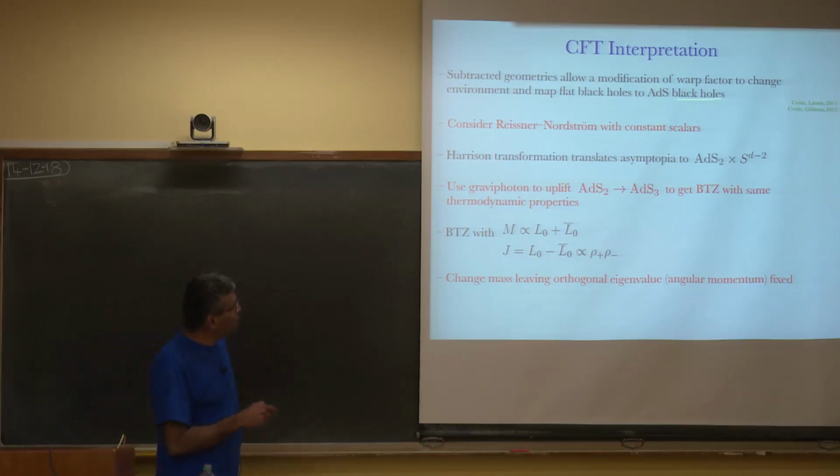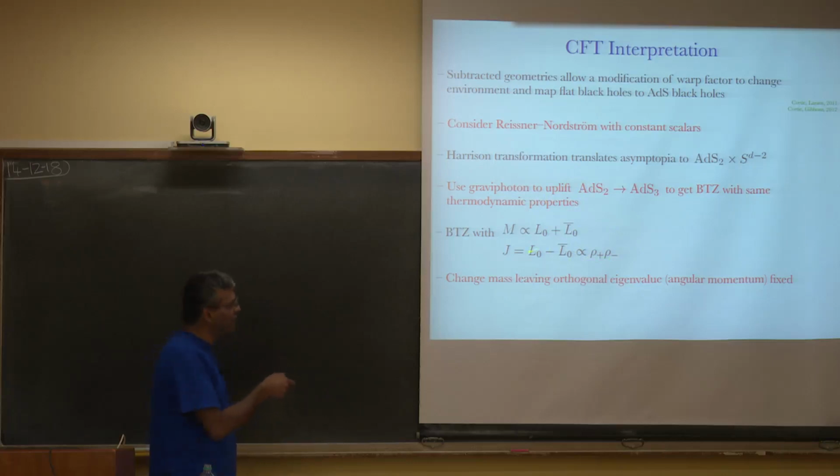So if we do this transformation for the Reissner-Nordstrom with constant scalars, and we use a graviphoton to do a Kaluza-Klein uplift from AdS2 to AdS3, we get a BTZ black hole with the same thermodynamic properties. And we find the mass of this BTZ black hole is proportional to L0 plus L0 bar, and the angular momentum is proportional to L0 minus L0 bar, which is proportional to the product rho plus rho minus. So these are orthogonal directions.